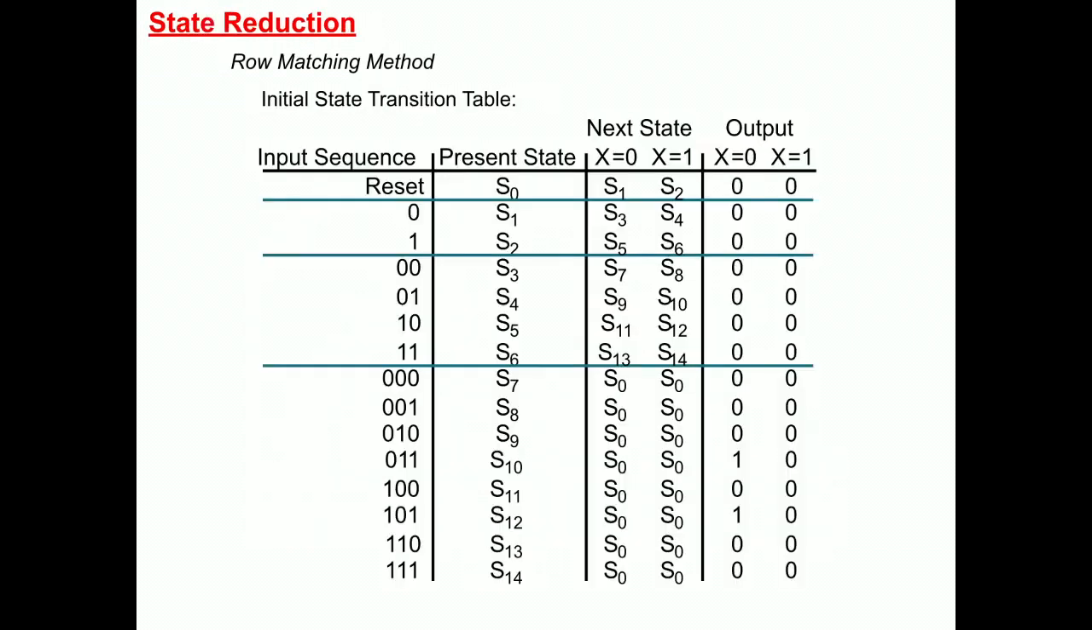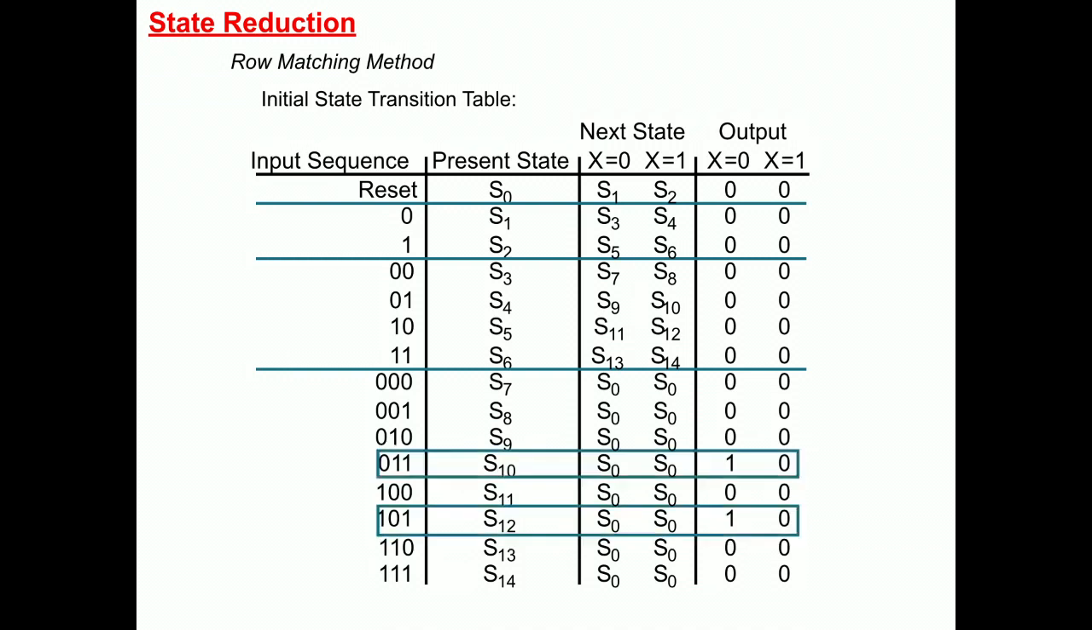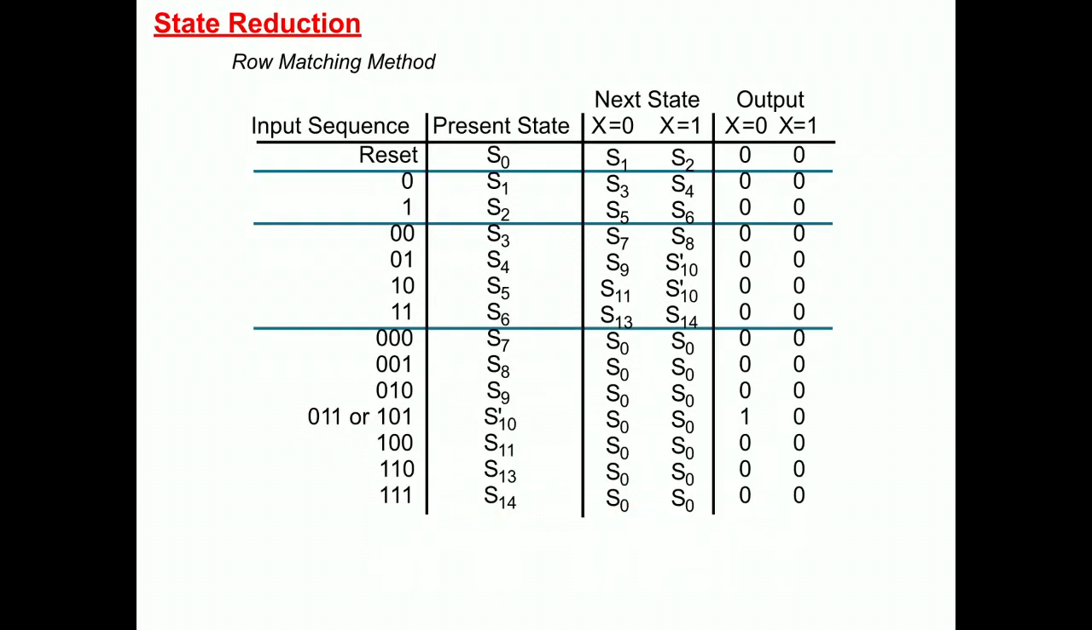Okay, now we can start applying the row matching method. So we look for states that have the same output characteristic, meaning they put out the same output for given inputs, right? There's a lot of possibilities here, but then we see if they transition to the same next state or not. Okay, so let's start with these two down here. If you look at S10 and S12, they both put out a 1 and a 0 here, and the next state is S0 in both cases. So these two states function equivalently to one another, so we can reduce them to a single state. So we're going to rename S10 and S12 to S10 prime, and that's here. And we got rid of 12. OK, so we've reduced it by 1.